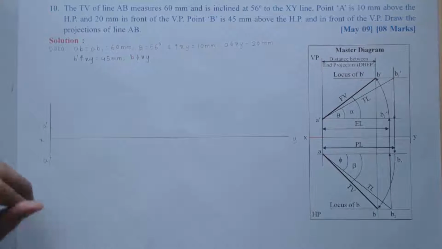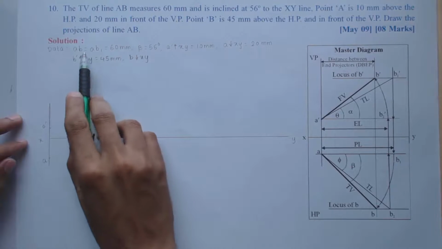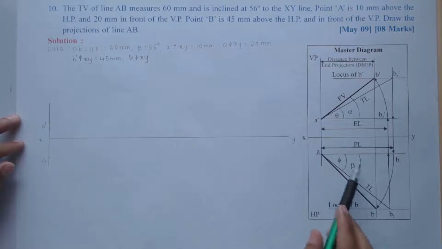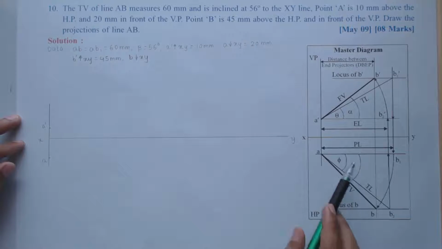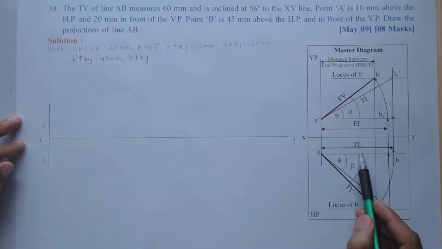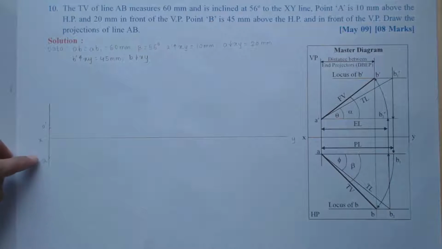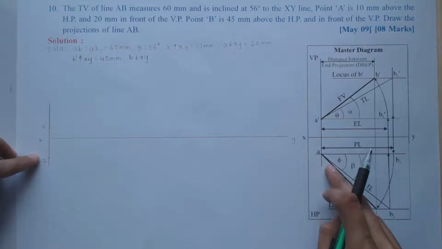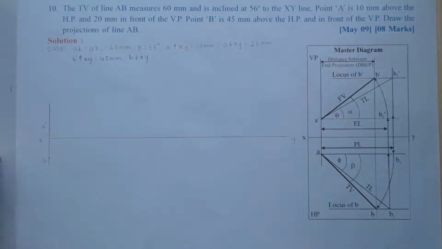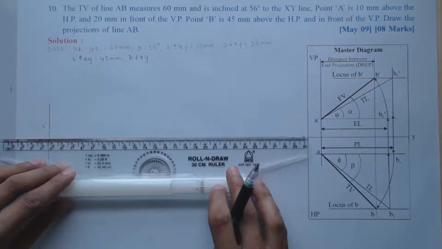Again, from the data given, we know the top view AB, which is 60 mm, and the angle for top view, which is beta, 56 degrees. So I can directly draw AB at an angle beta, which is 56 degrees. For that, we know the point B is in the third quadrant, so the angle we need to project is in the downward direction. So first I'll draw the horizontal lines passing through A dash and A so that we can measure the angles.